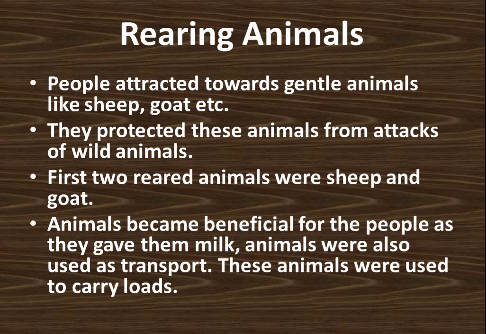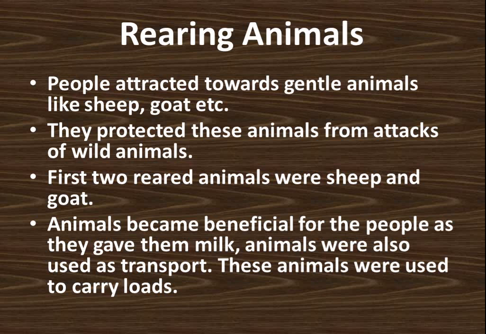Then they protected these animals from attacks of wild animals, as they were living in different forest areas, and in those areas different wild animals were also available. So they were protecting all these gentle animals from the attacks of wild animals. The first two crops they started growing were wheat and barley, and the first two reared animals by them were sheep and goat.